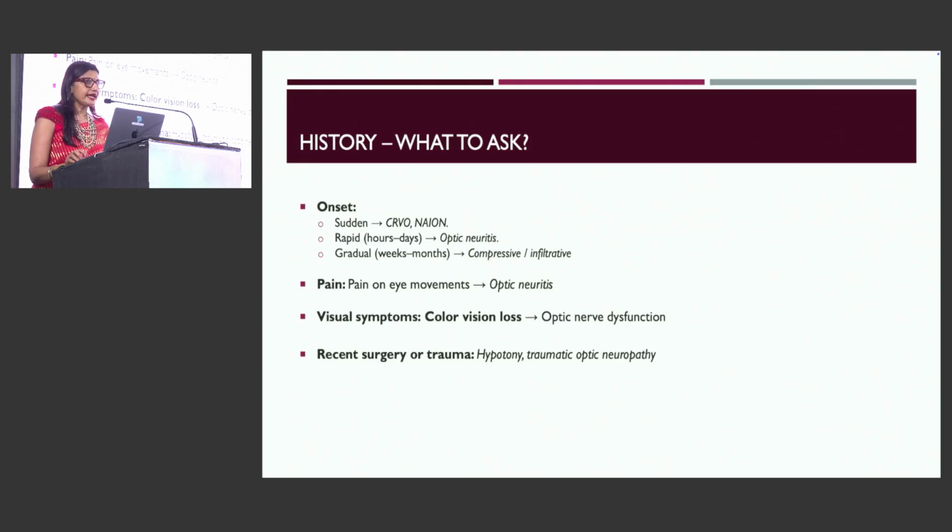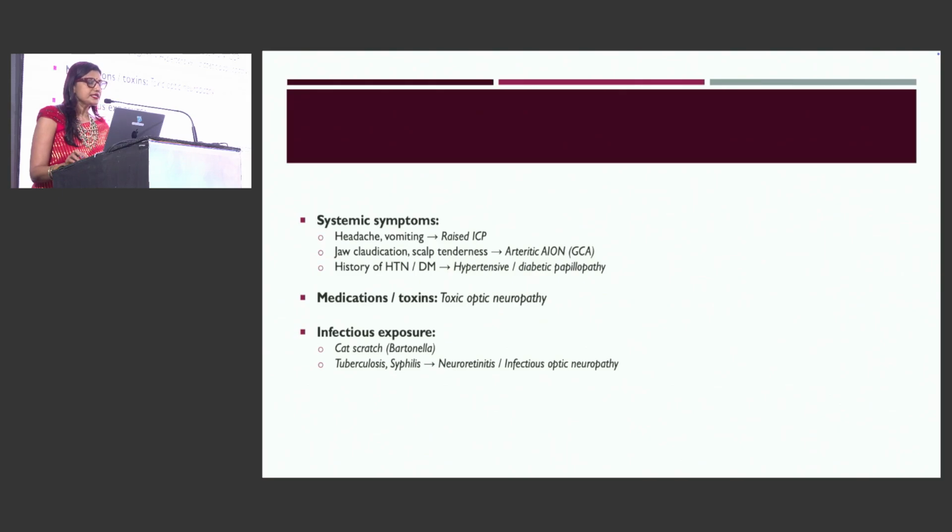Color vision, whether they have any symptoms related to color vision, and always remember it is not a gross color vision loss that you will get. You will only get a mild red washout. So that has to be specifically asked. Then any recent history of surgery or trauma can be asked. Systemic symptoms of raised ICP, headache, vomiting, jaw claudication or scalp tenderness, history of hypertension, diabetes, absolutely important, whether they have been on any long-term medications, and any infection exposure.